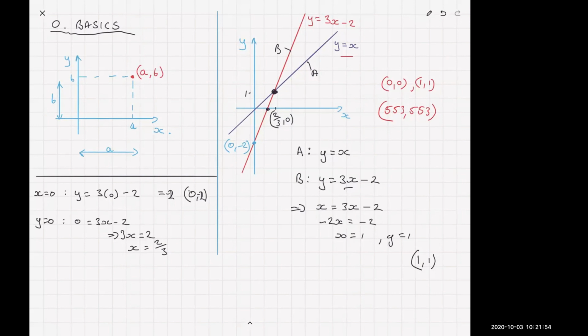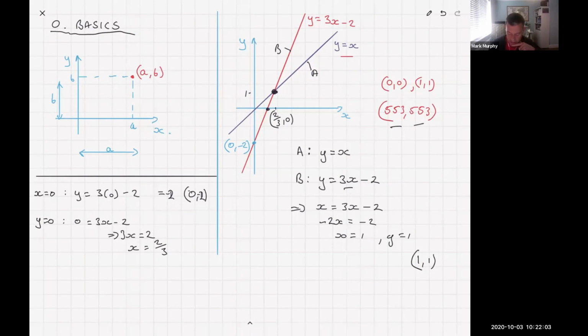It was the number 553. Oh, totally random, 553. And what I was showing there was that I was looking at this line, line A, right?